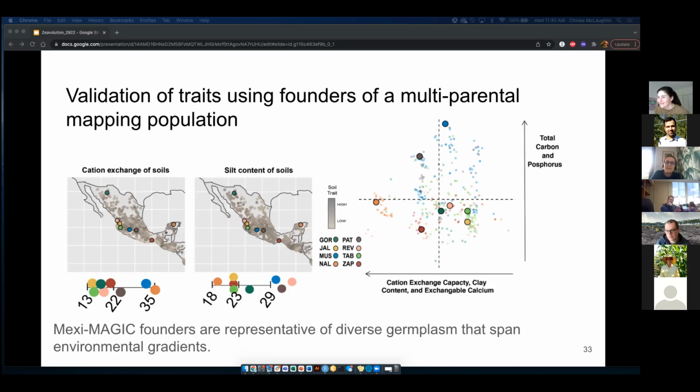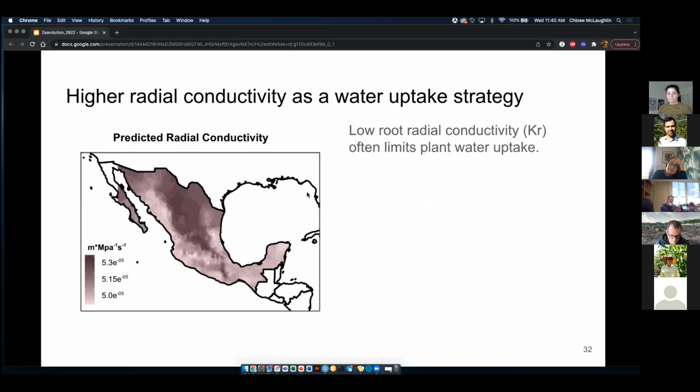Yeah, no, so really beautiful work that you all are doing. I was just wondering, did you just look for enrichment on the GWAS side for root expressed genes?